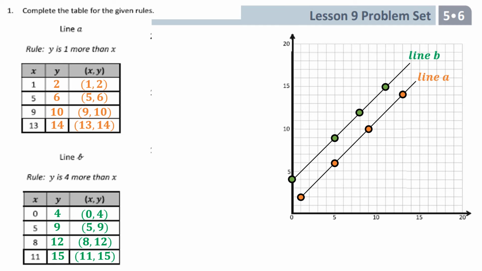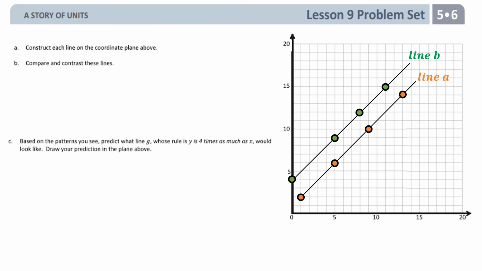And here are my labels for line A. All right, let's move on to B. So we've already done A, where it says construct each line on the coordinate plane. These are the lines that we just constructed, line A and line B.